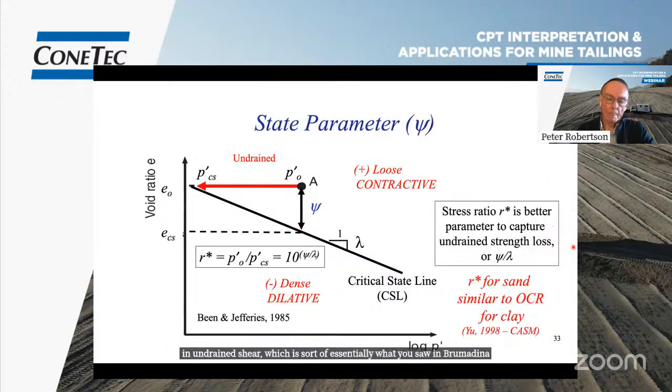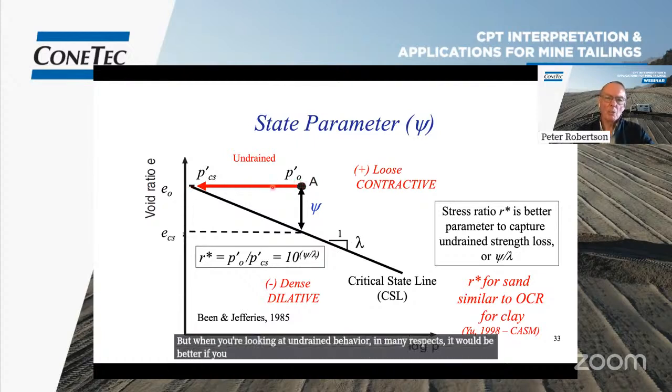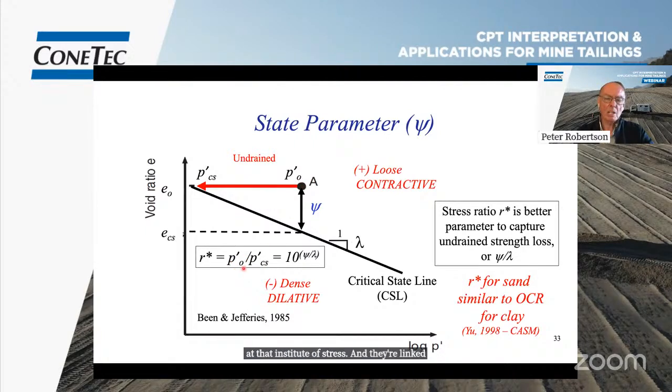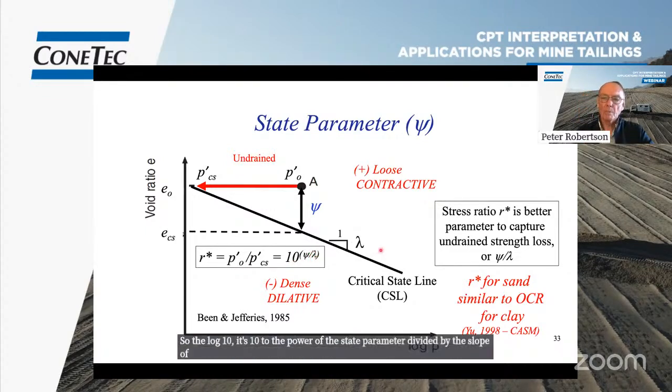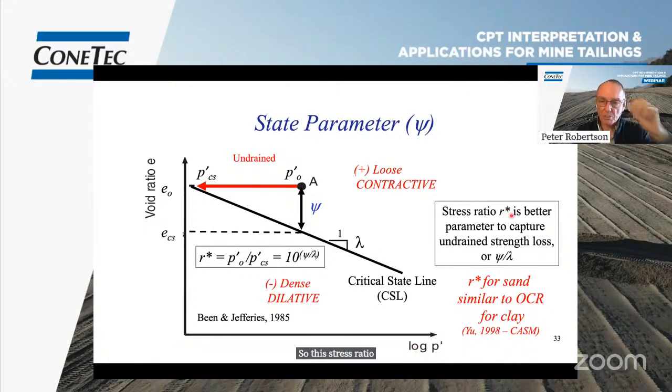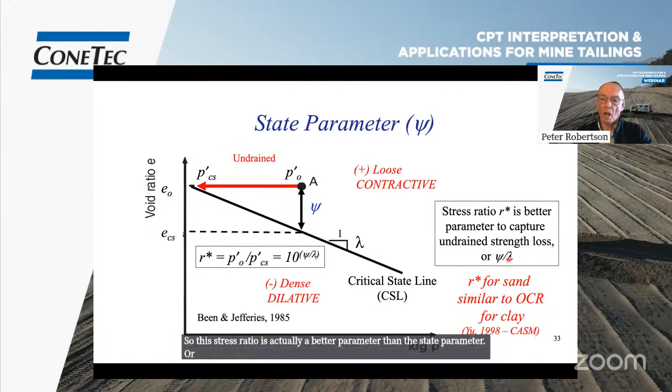Been and Jefferies suggested using a state parameter, which is the void ratio difference between the current void ratio at a given stress and the one at critical state. But when you're looking at undrained behavior, in many respects it would be better to use the stress ratio, the ratio of the stresses at that in situ stress. They're linked; you can see the equation here. The ratio of the stresses, if it's to log 10, is 10 to the power of the state parameter divided by the slope of the critical state line. So this stress ratio is actually a better parameter than the state parameter, or if you are going to use the state parameter, ideally it should be the state parameter divided by the slope of the critical state line.